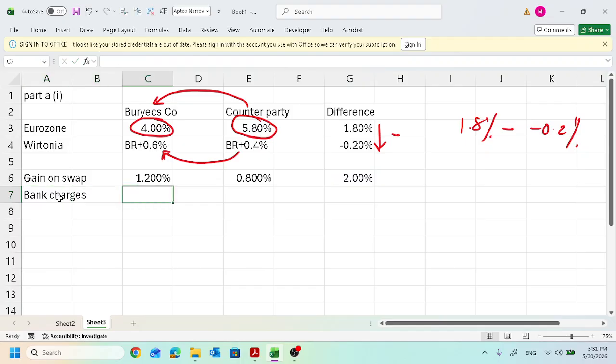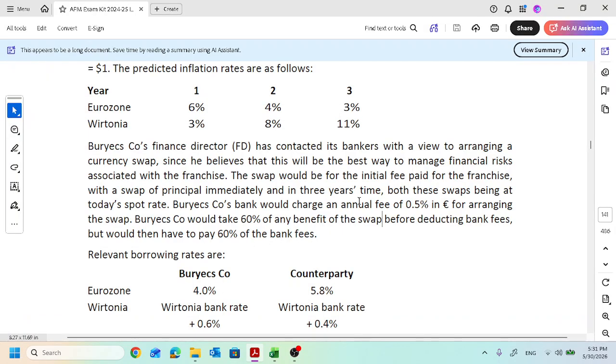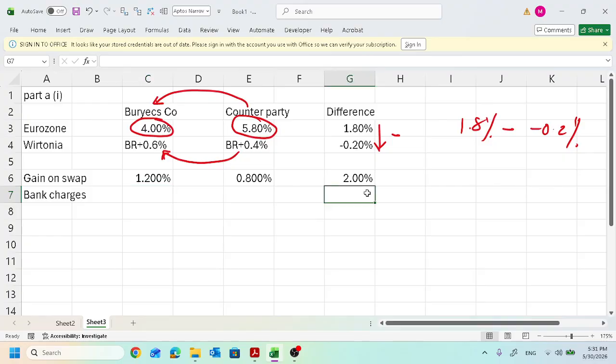Bank charges. How much are the bank charges? See, the bank would charge 0.5%. Also here they say B company would have to pay 60% of the bank fees. B company gets 60% of benefits as well as has to bear 60% of bank fees. So bank fee altogether 0.5%. Same 60% for this, 0.5 into 60%. 0.5 into 40%.